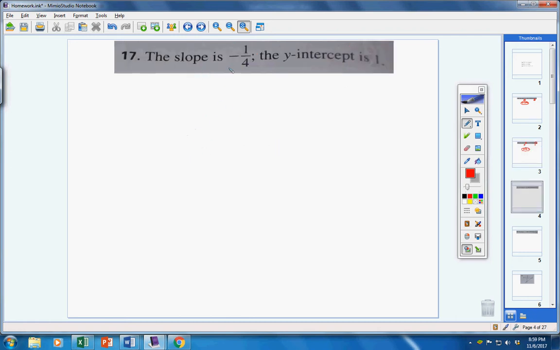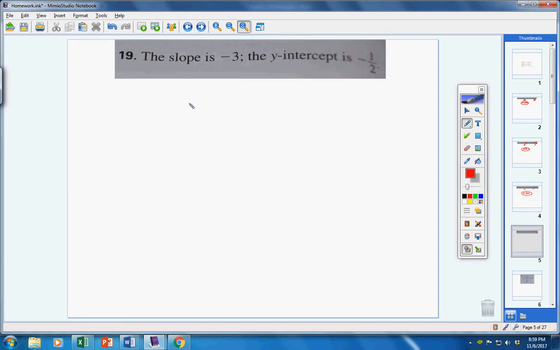Number 17. Same thing. They've given us our slope, which is my m. They've given us the y-intercept, which is b. So you write the letter y, you write an equal sign, then you write the slope, then you put the letter x, and then you write the y-intercept, which is positive 1.